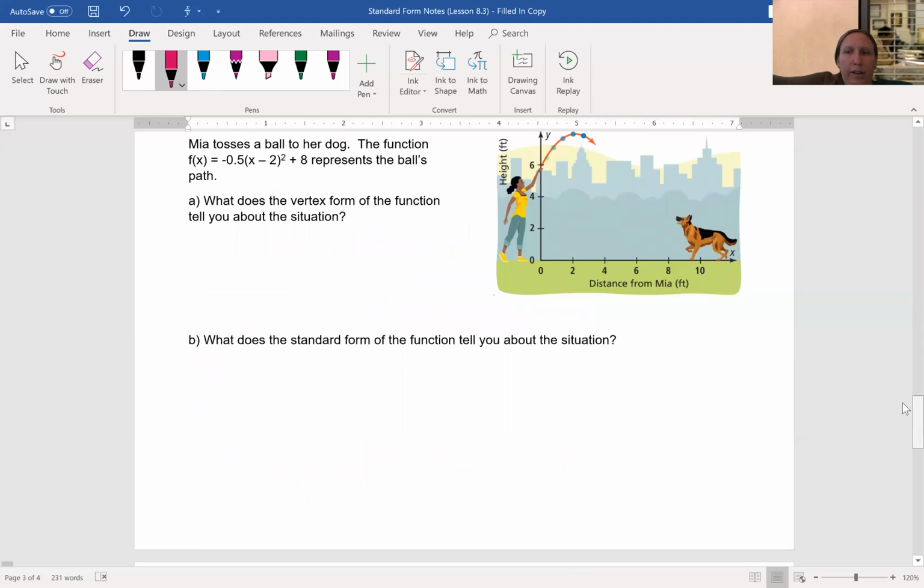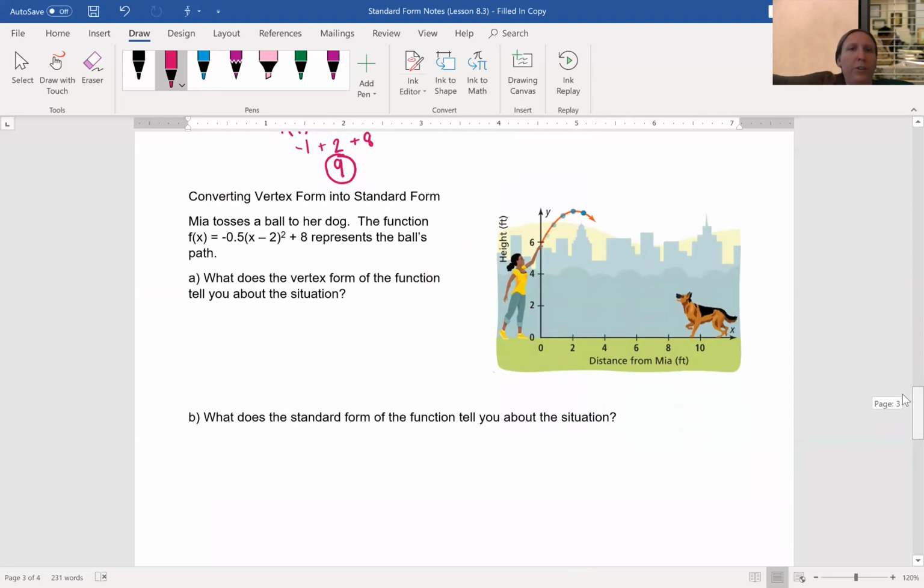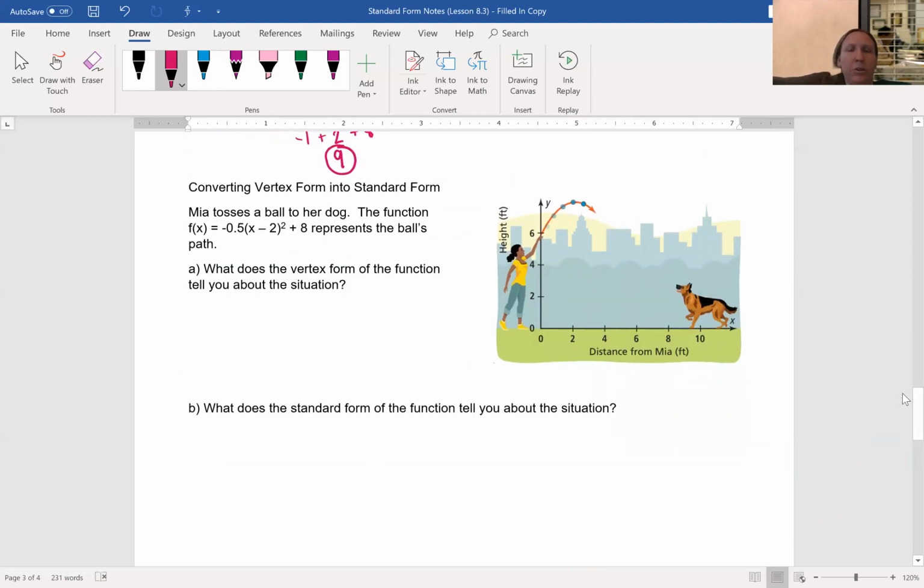And our last example, converting vertex form into standard form. Each of our forms gives us different information, and sometimes certain information is more helpful in a situation than others. But in case you need to convert back and forth, let's go over how to do that.